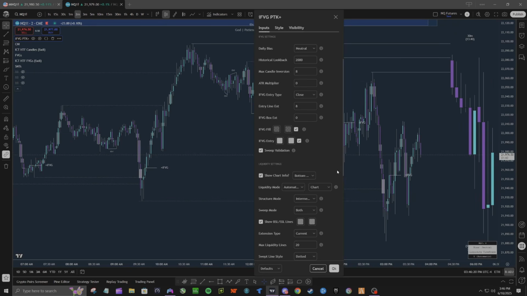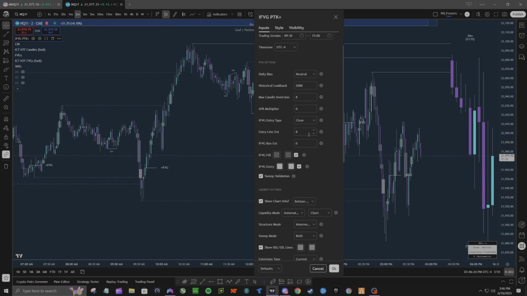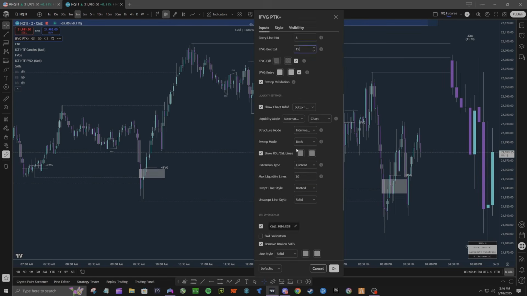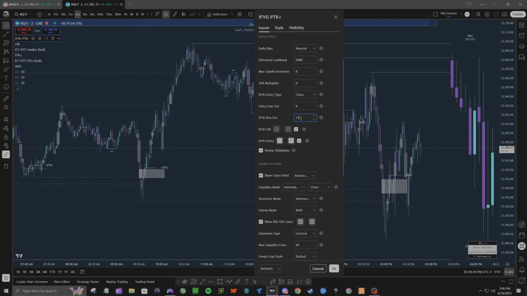But anyways, don't want to blab too much. So we did add a couple things. Biggest thing was the entry line extension, allowing you to extend it however far out you want. So if you want to see a reaction to it, kind of like a retest of that inversion, then you can use it in that aspect. And you can also increase the box distance for those of you that want to see retest of the inversion fair value gaps. But all personal preference in that aspect.